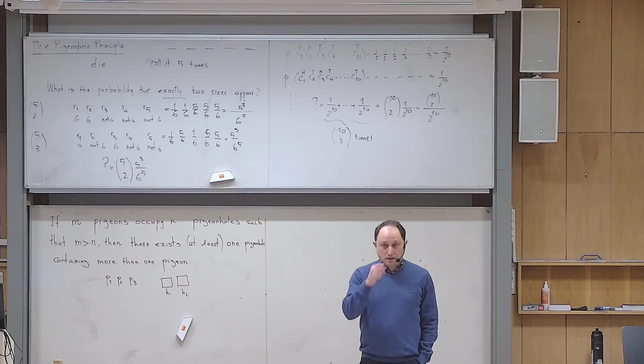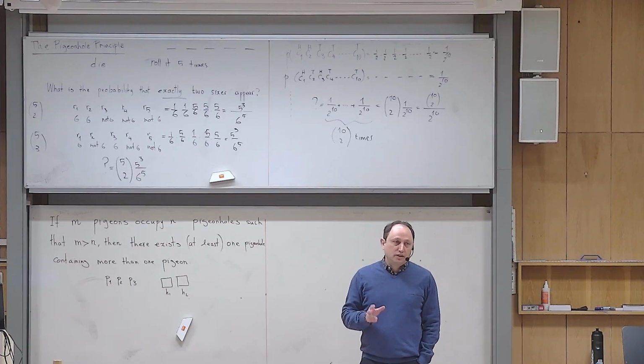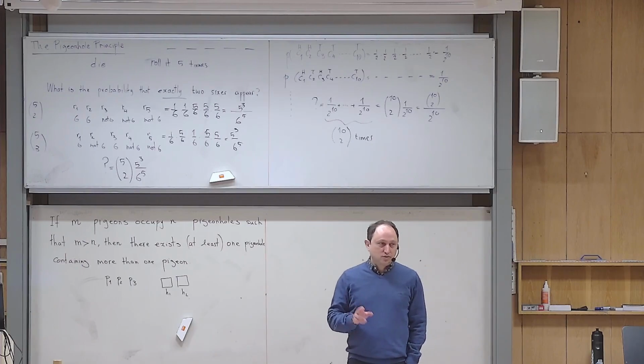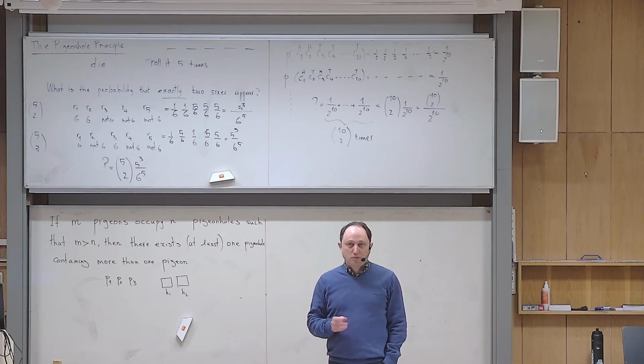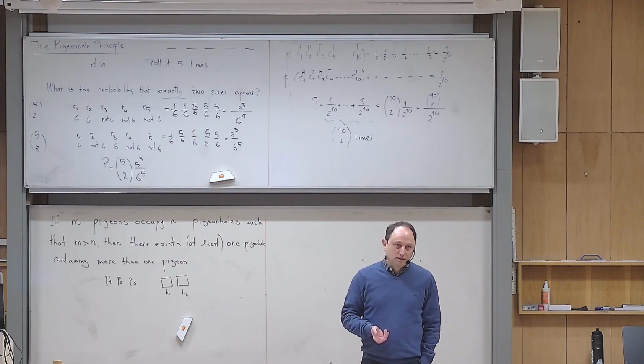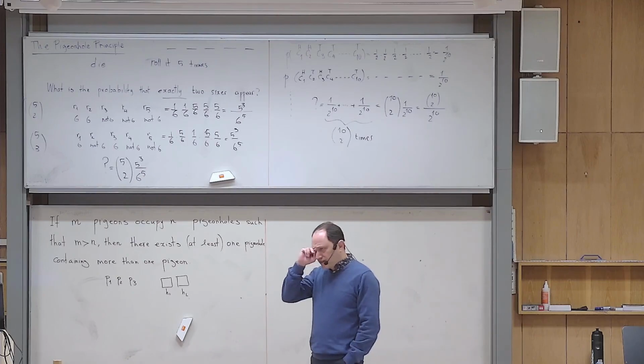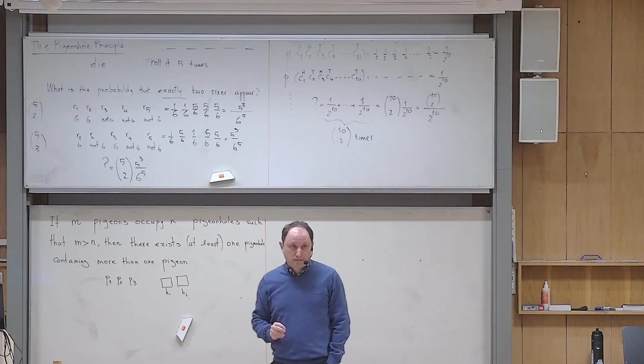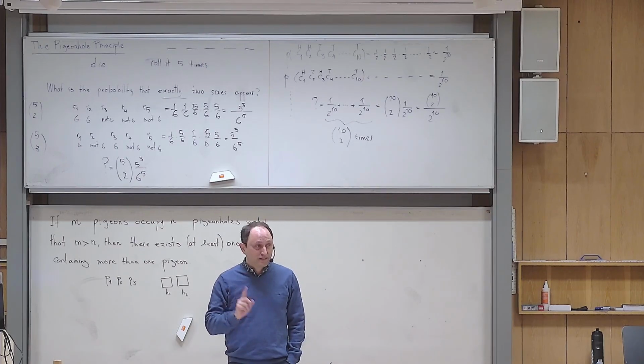So let me change the question. How many people do I need to choose to guarantee that at least two of them are born on the same day of the week? 8. Yes. How many people do I need to choose to guarantee that at least 3 of them are born on the same day of the week?